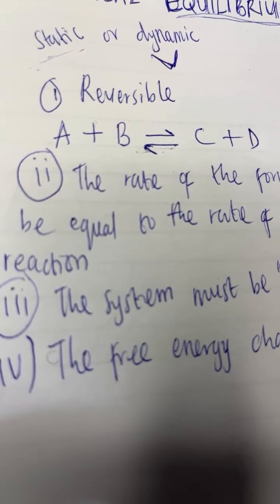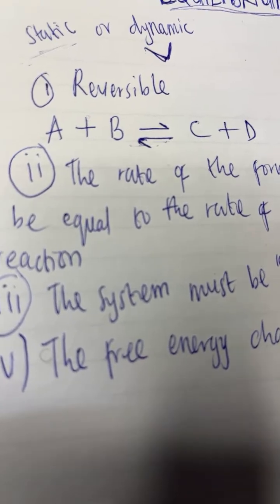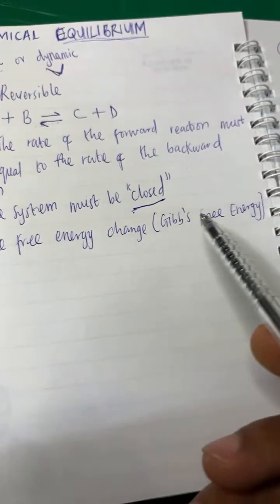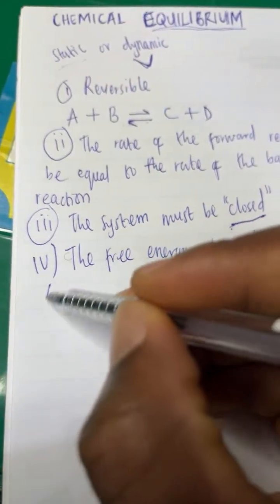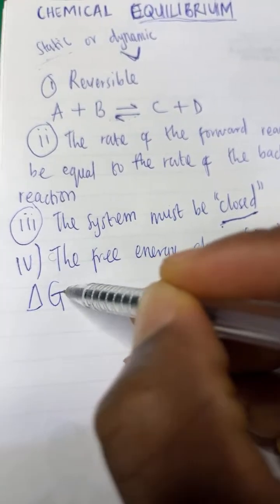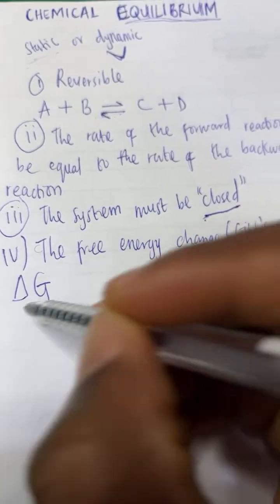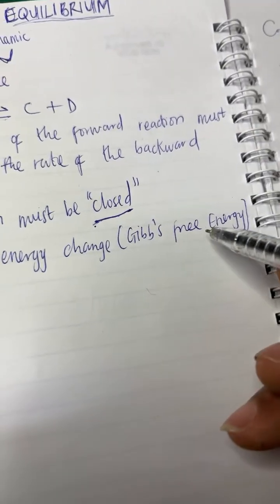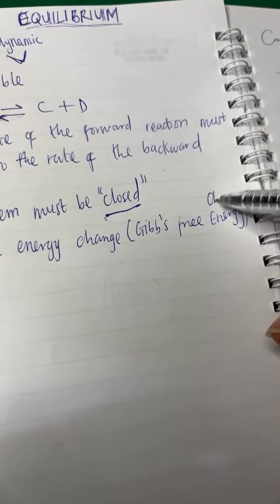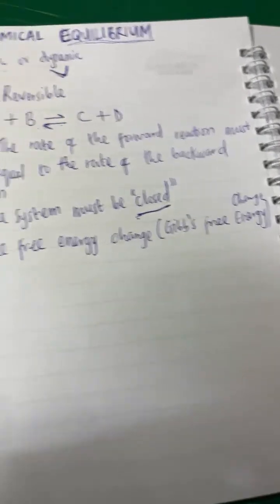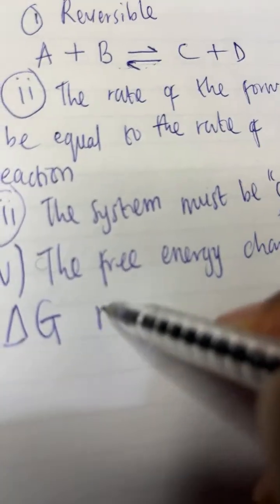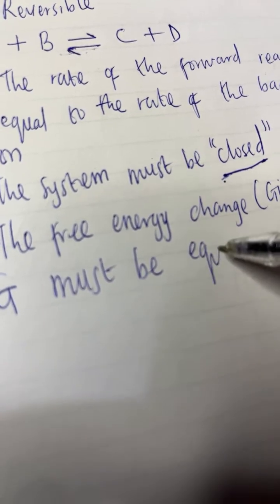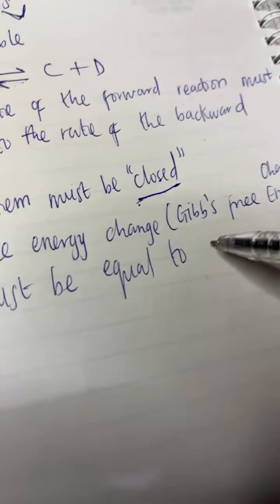In tonight's class, we'll be dealing with chemical equilibrium, right? So the Gibbs free energy or the free energy change, which we call delta G. This triangle means delta G. This delta G is what we call the Gibbs free energy change, right? The Gibbs free energy change, delta G, must be equal to 0.